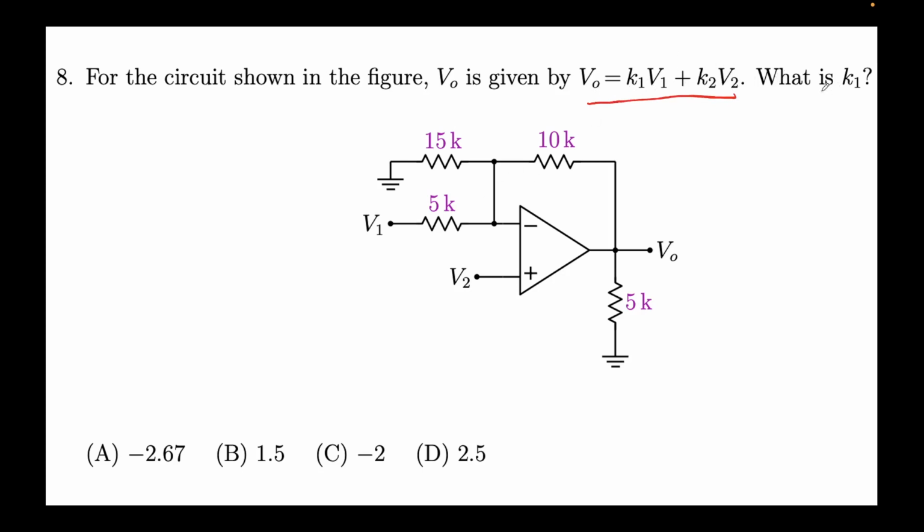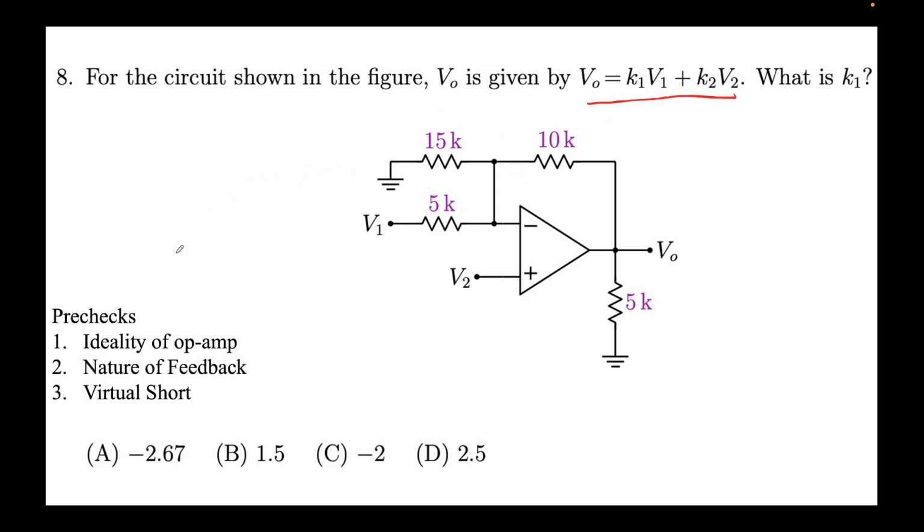What is K1, right? So again the pre-checks, we'll assume it to be ideal since nothing is said, and this would effectively mean that R in equal to infinity and I in is equal to 0. No currents here. And nature of feedback, you can clearly see it's a negative feedback because the output terminal is talking to the inverting terminal. In virtual short, we again assume it to be in the linear region, and so hence these two terminals we assume it to be at the same potential, right?